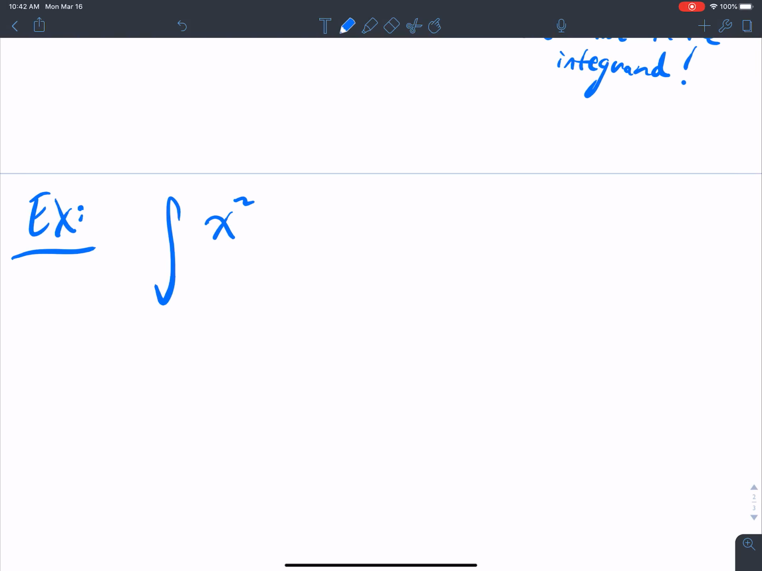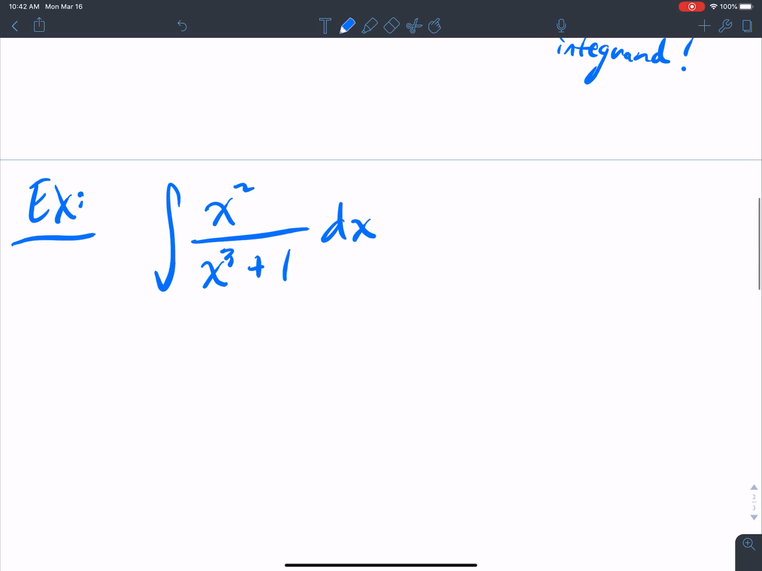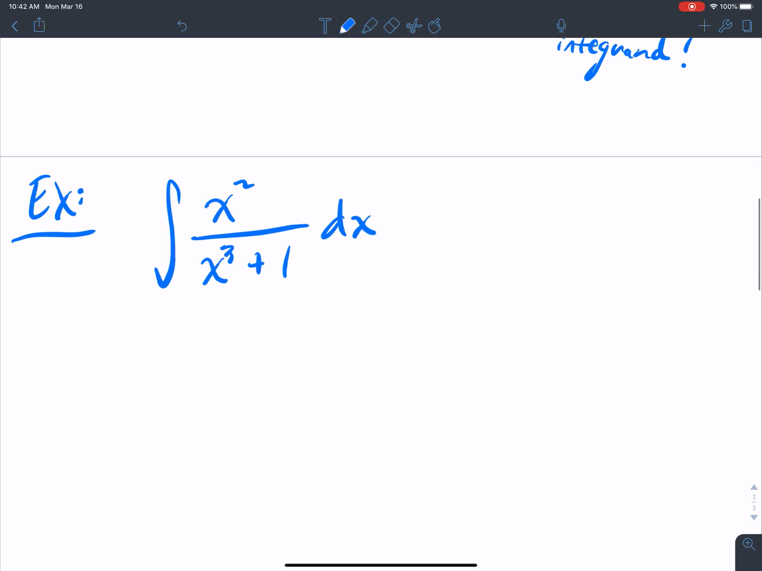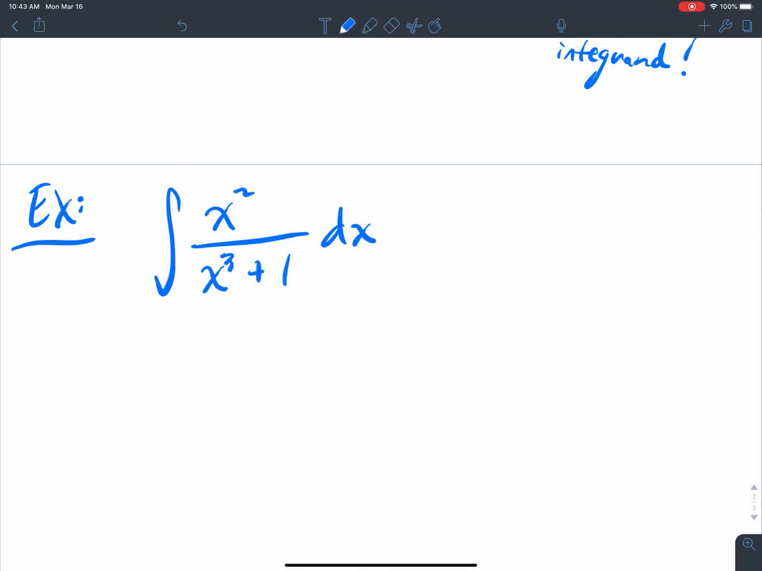Integral x squared over x cubed plus 1, dx. Now, I look at this and I say, okay, algebraically, the degree of the denominator is bigger than the degree of the numerator, so long division's not really going to do us any good here. So then I think, is there a U-sub that will help me out here? If I take a derivative of the x squared, I'm just going to get something with x, so that's not going to help me here.